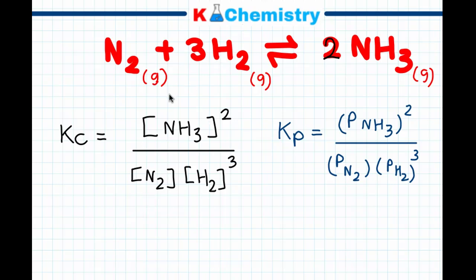Take care if you have an equation in which there is a solid or a liquid. Pure solids or pure liquids are not mentioned in the equation. Only if you have aqueous solutions or gases, you will use them in the numerator and denominator.